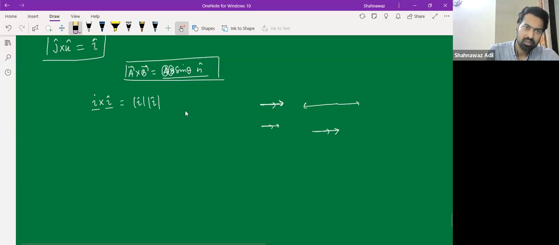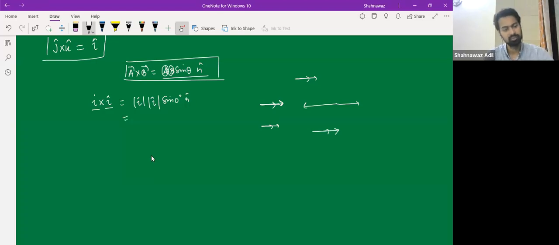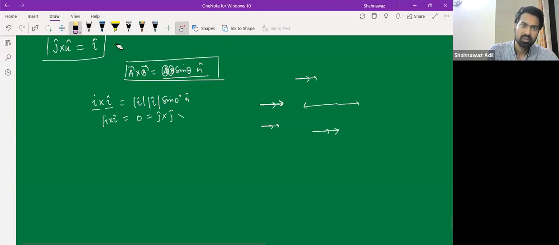So if the vectors are in the same direction, theta will be 0 degree, because the rays are in the same direction, right? So this makes a 0-degree angle. So sine theta, theta is 0, so sine 0. And sine 0 is how much? Yes, 0. So this cancels out, and I cross I gives 0. Similarly, we have j cross j, because sine 0 is again 0. And similarly, we have k cross k.